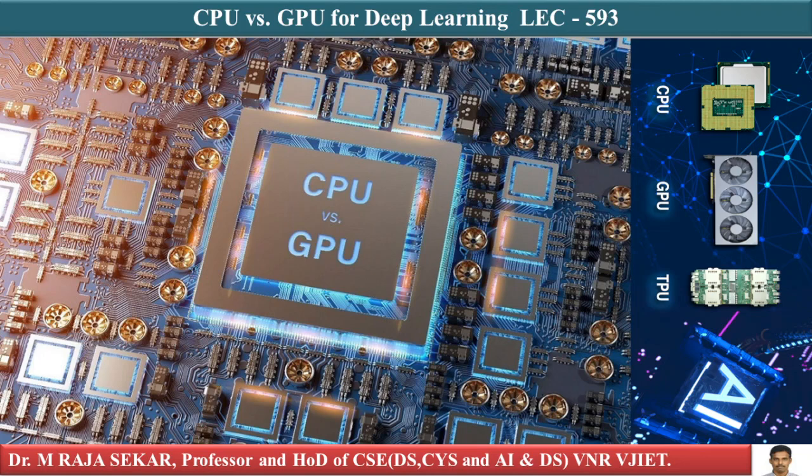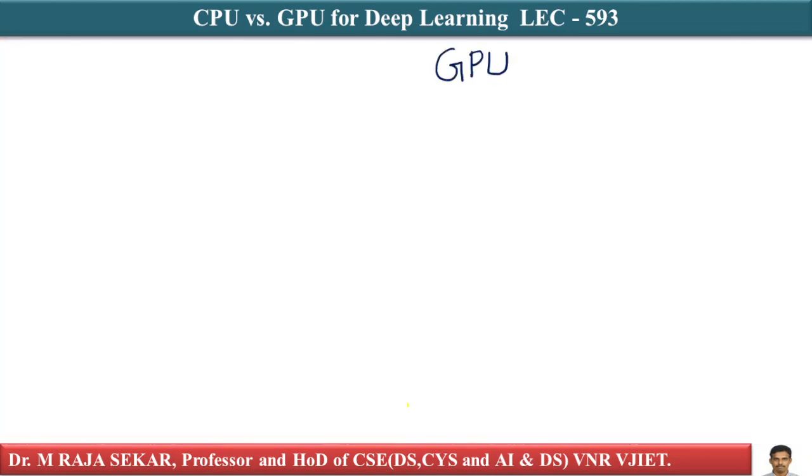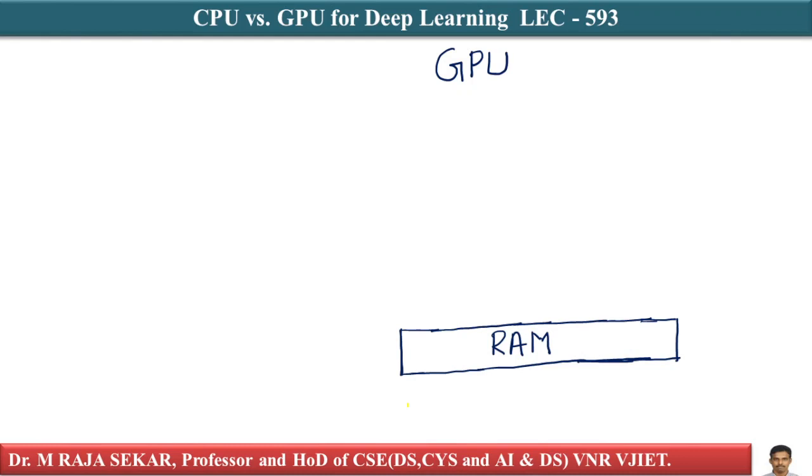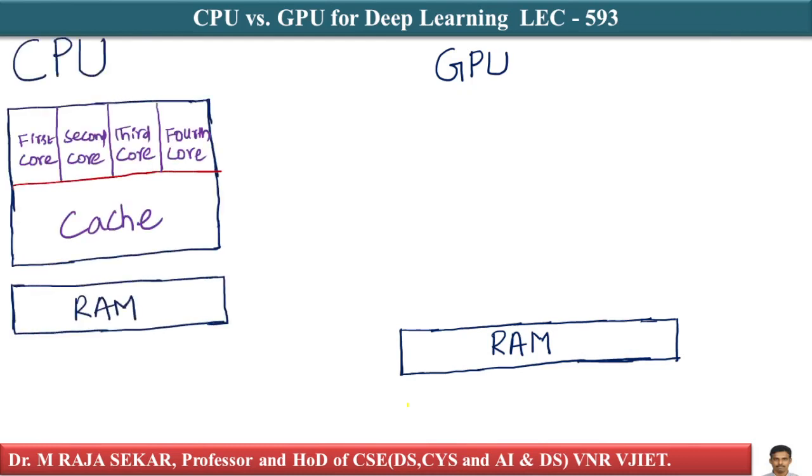In the case of GPU, you have your RAM, isn't it? Just like in the case of CPU. Just try to recall my previous lecture where we discussed CPU. Even in the case of CPU you have RAM, isn't it? But the structure here is very different.